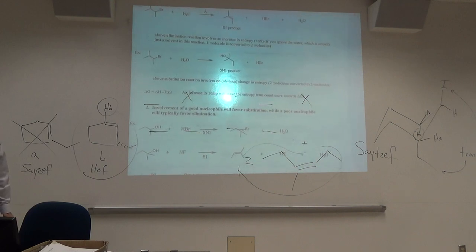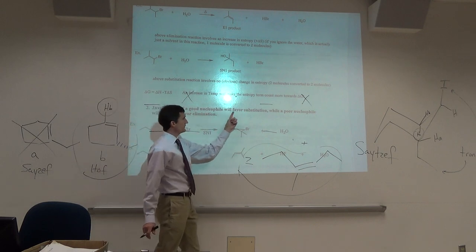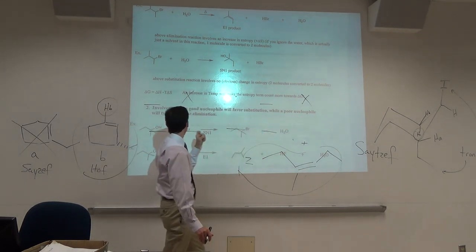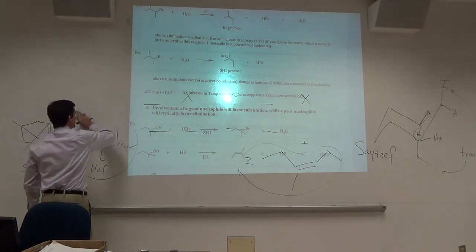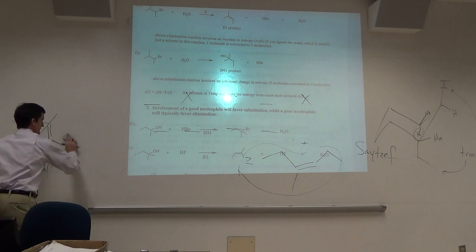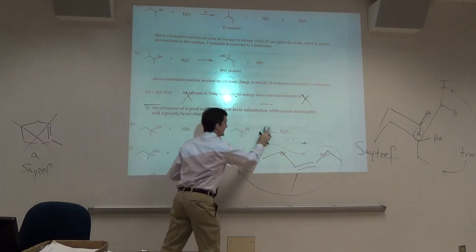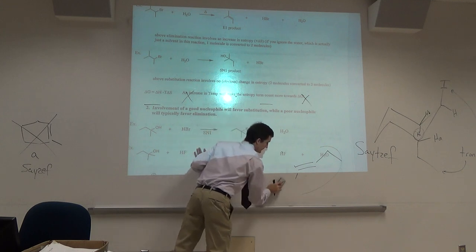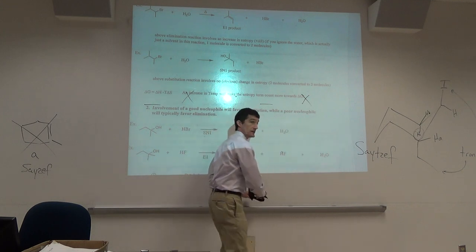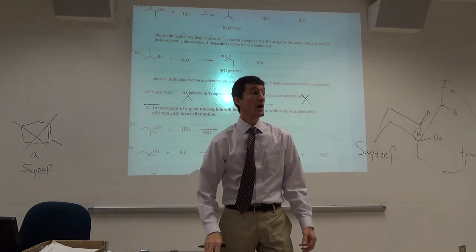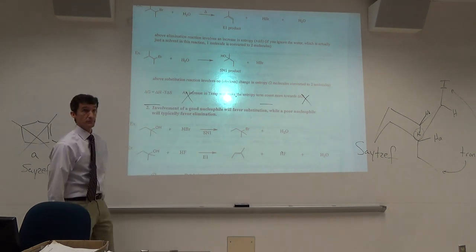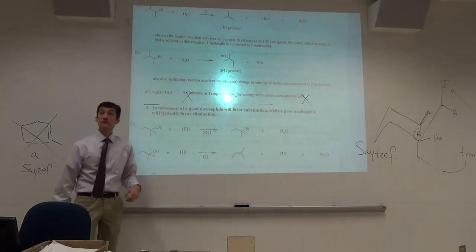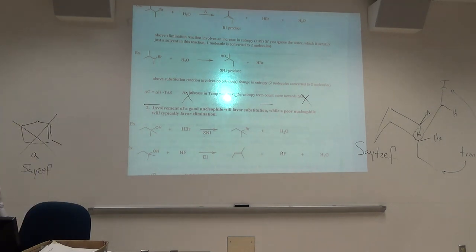Another take-home message. Involvement of a good nucleophile will favor substitution, while a poor nucleophile will typically favor elimination. So you have to know how to judge nucleophilic strength. What's the better nucleophile of the halogens? I minus or F minus? I minus. I minus is a good nucleophile. Thus, if you have I minus, it'll tend to want to do substitution. That's what I'm saying here. Good nucleophiles tend to want to do substitution. And I can give you theory why, but just take home message right here.